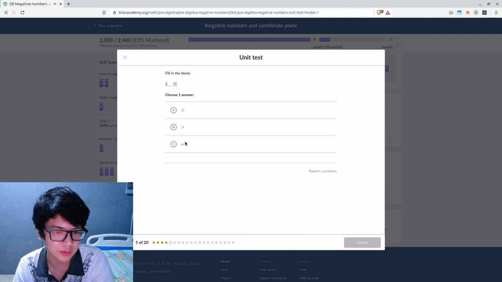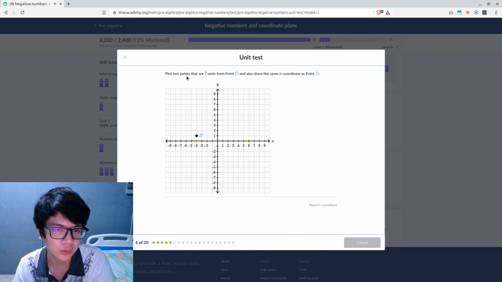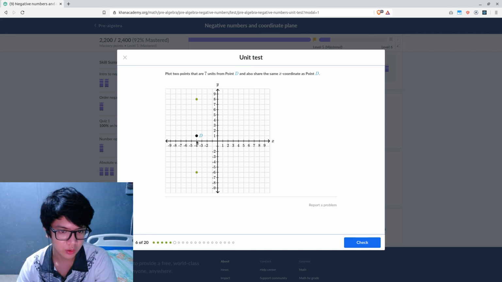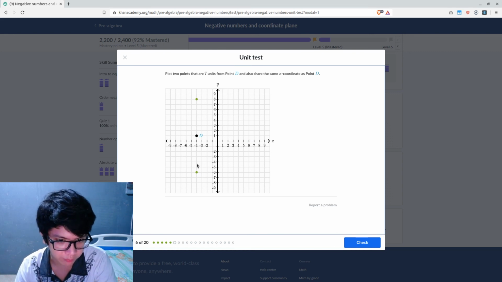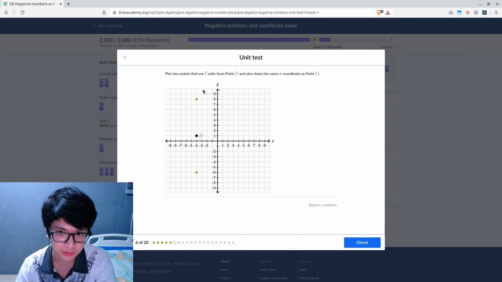Fill in the blanks. They are equal to an absolute value. Plot 2 points that are 7 units from point D. Also share the same x coordinate as point D. Okay, it's gonna be like here about that guy. Same x coordinate but 7 units away. 1, 2, 3, 4, 5, 6, 7. 1, 2, 3, 4, 5, 6, 7. Right. Cool. Same x coordinate.